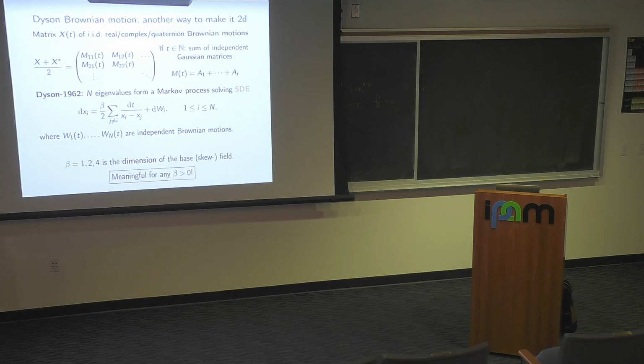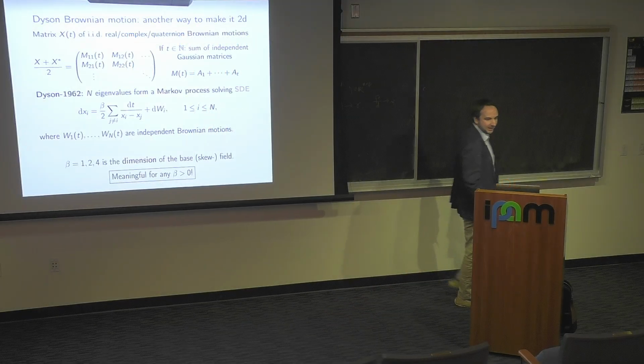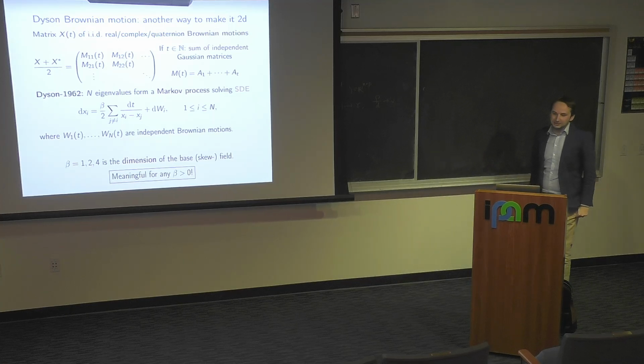Now, I want to emphasize that there's another miracle here. Because in general, if you have some matrix dynamics, then it's very unlikely that when you project it onto eigenvalues, it will still be a Markov process. Here, not only did you get a Markov process, but actually quite an easy one, a solution of a very explicit stochastic differential equation. So beta has the same role as before.